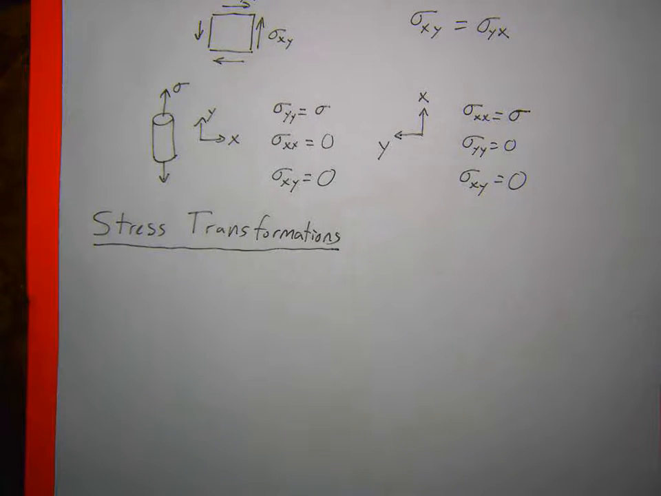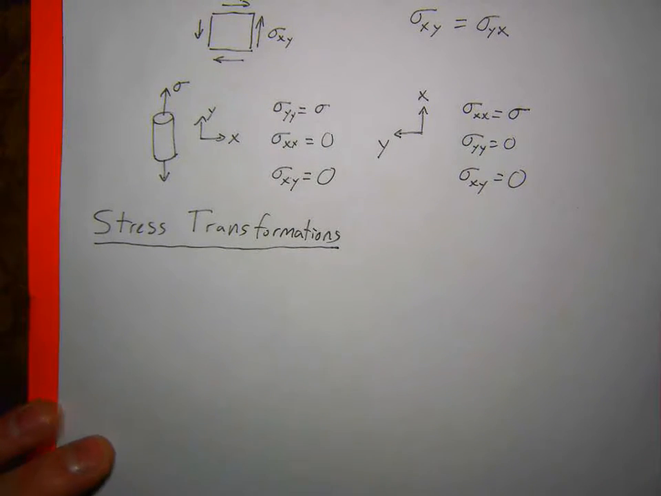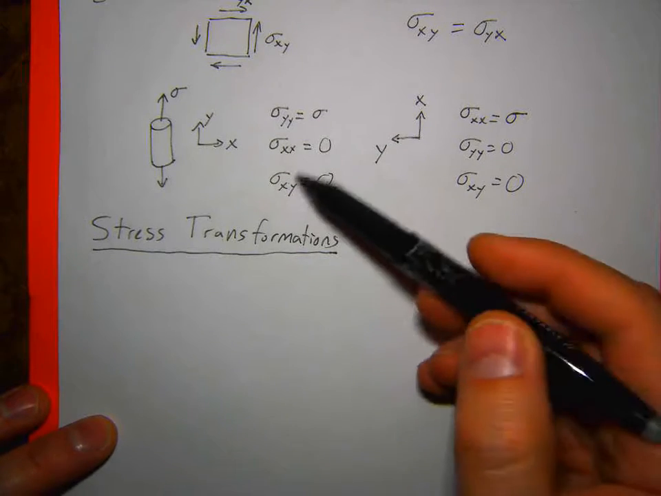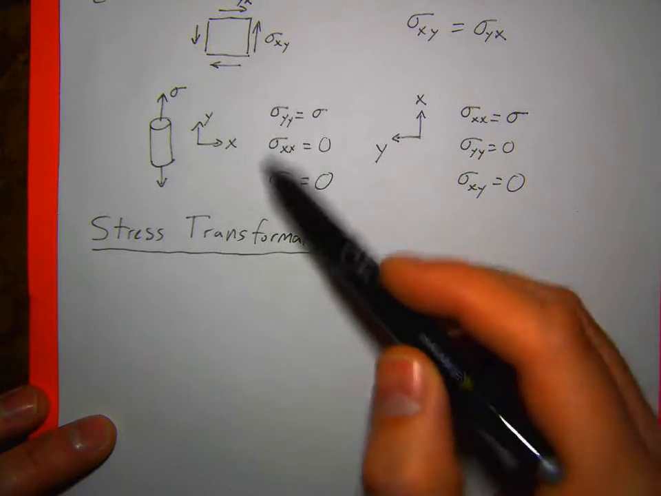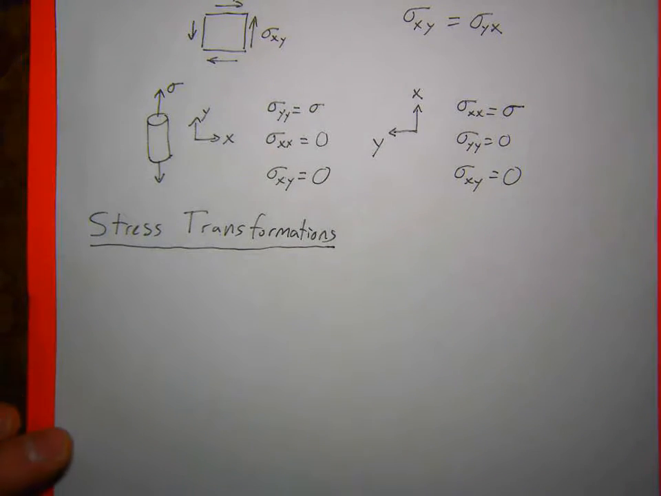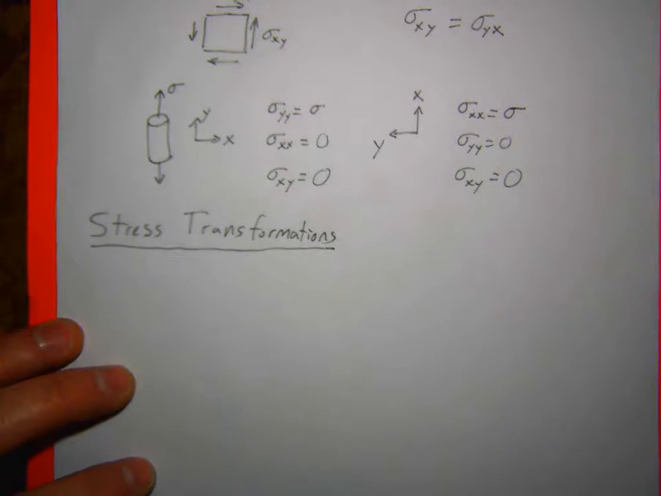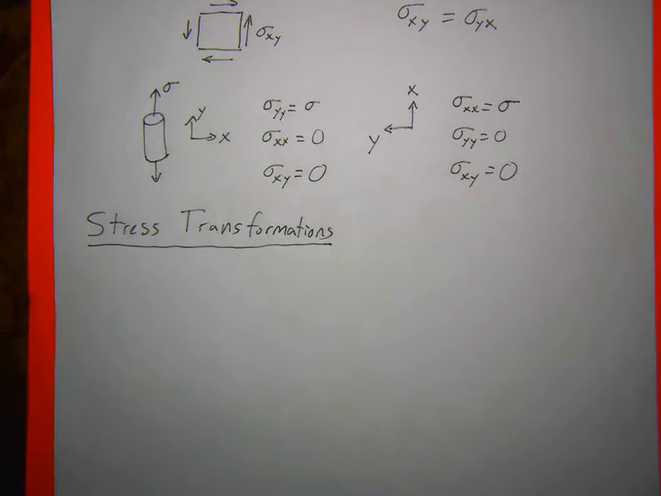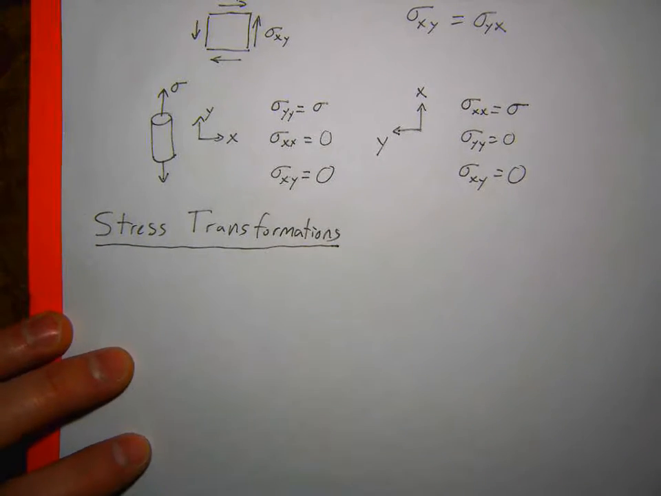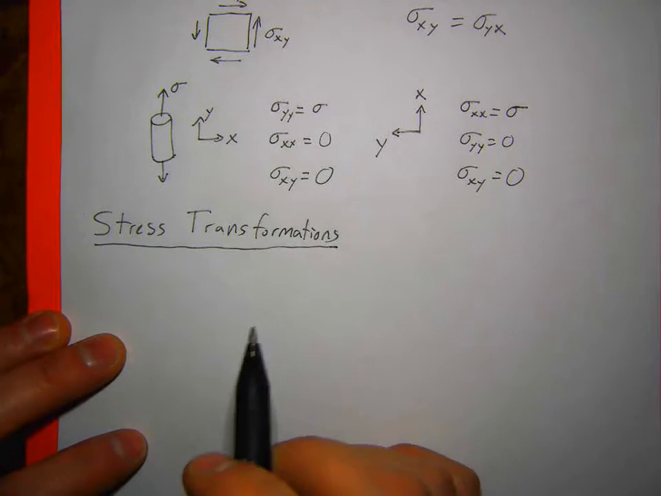So depending on exactly what material system you're looking at, it really matters what type of stress you're considering for failure. And later on in the quarter, we'll talk about plasticity and yield surfaces and how to contextualize that for different material systems. But now we're just going to talk about how to rotate stresses around.